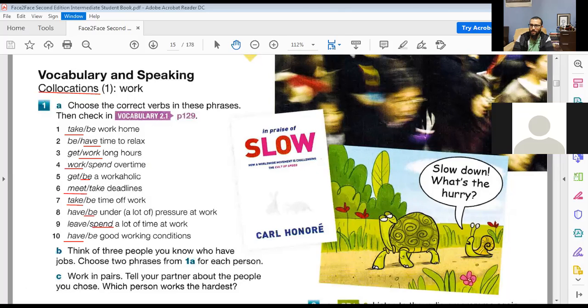I have 3 working in my day. I don't have time to relax, and I have work long hours. Without have, I work long hours. I work long hours.